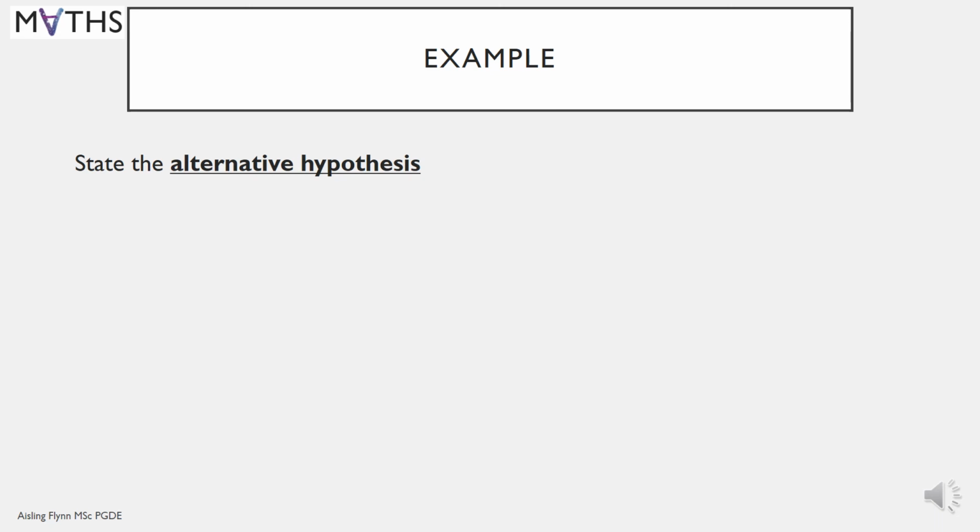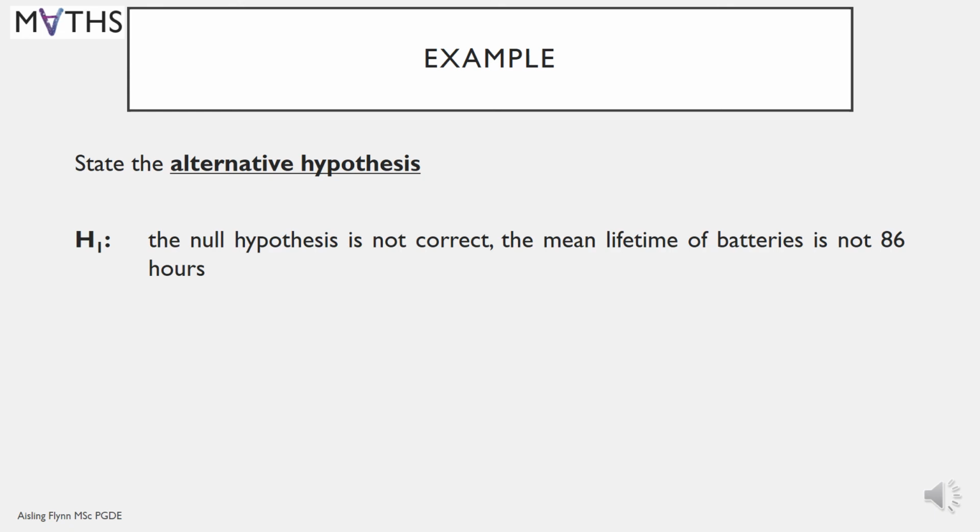Now we'll state the alternative hypothesis. That's H1, and it's saying that the null hypothesis is not correct and the mean lifetime of batteries is not 86 hours, or mu is not equal to 86. The next stage is to see what the sample says. The sample statistic was already calculated for us: the question told us that the mean from the sample, x bar, is 87.5 hours.